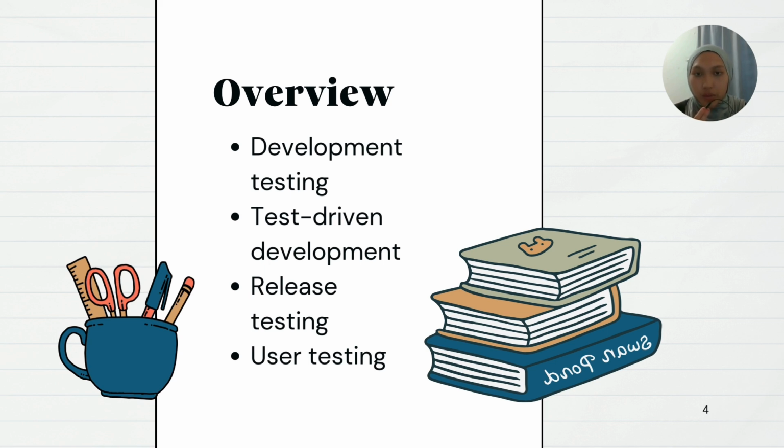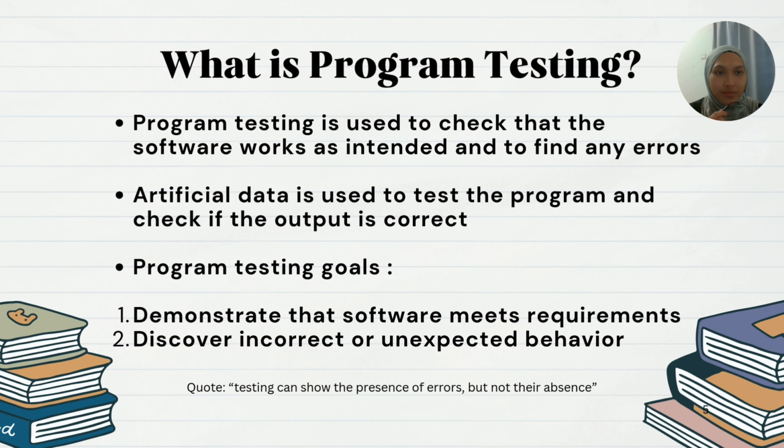My name is Atira Karina, and I will proceed with the overview of this topic. First is development testing, test-driven development, release testing, and also user testing. So we proceed with what is program testing. Program testing is used to check that the software works as intended and to find any errors. Next, artificial data is used to test the program and check if the output is correct. The program testing goals for this topic are to demonstrate that software meets requirements and discover incorrect or unexpected behavior. We could say that testing can show the presence of errors but not their absence.